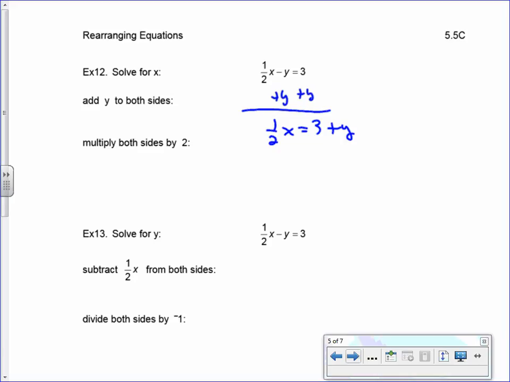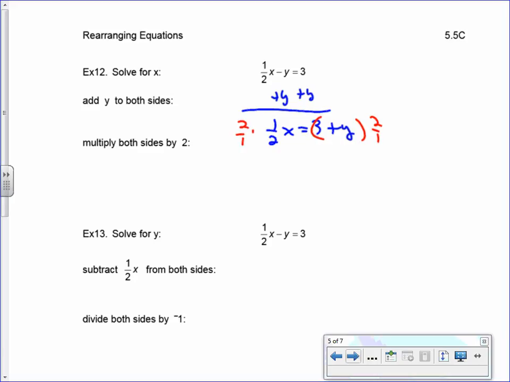Did I get the right first step? There's several things you can do here to get rid of this 1/2. One of them is to divide by 1/2, and that's a pain. I hate dividing by fractions. I'm just always making mistakes when I do it. So I'm going to go with the other one. We just did it a little bit earlier. I'm going to multiply to get rid of 1/2. I'm going to multiply by 2/1.